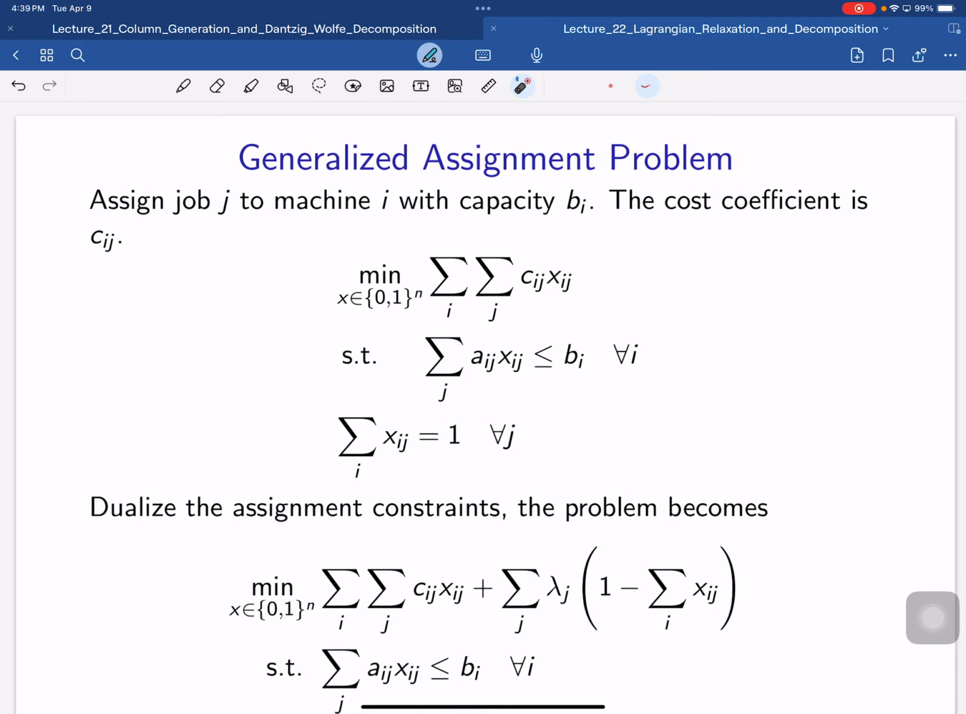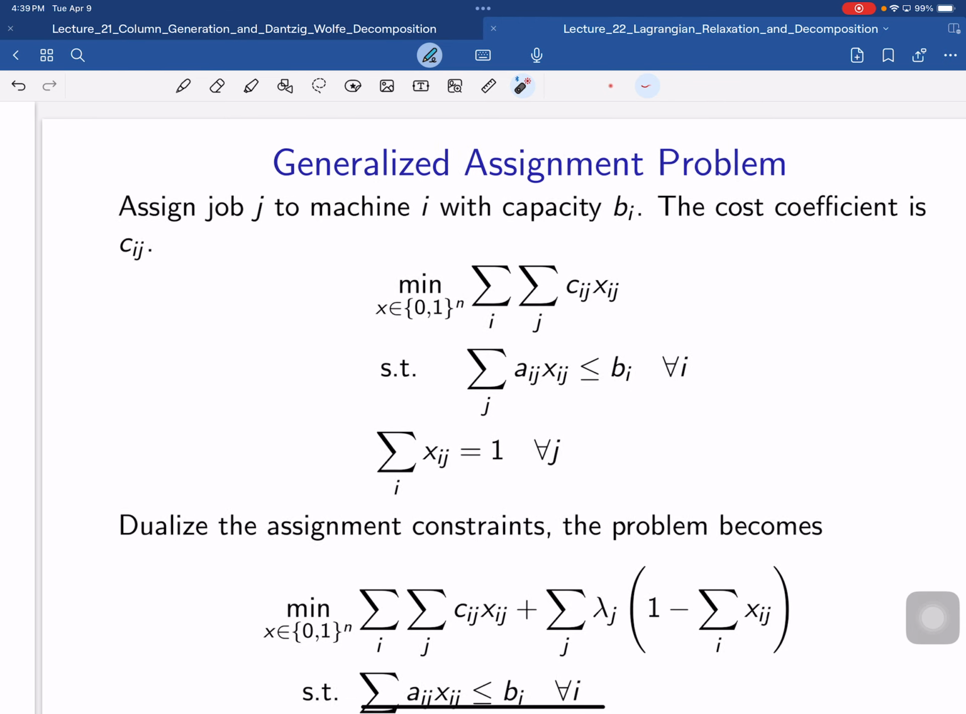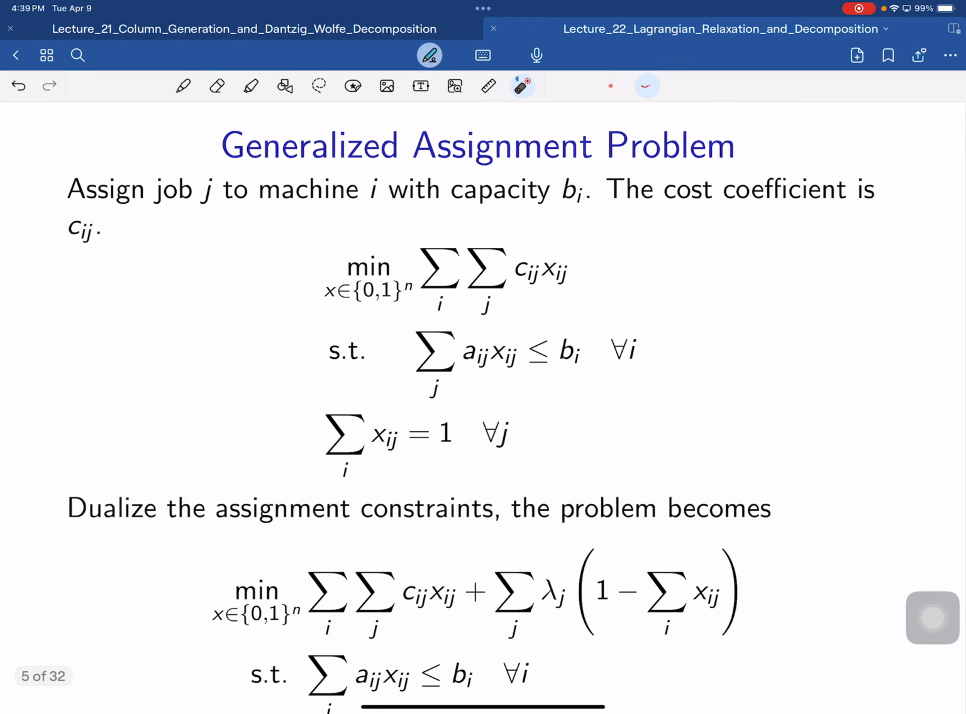Okay, so this is the so-called generalized assignment problem, right? So remember in scheduling, we talk about how you assign jobs to machines, right? This is not a scheduling problem. It is just a very simple assignment problem, right? You just want to assign some jobs to some machines, and the machines have some capacity constraints. It cannot process maybe not all the jobs.